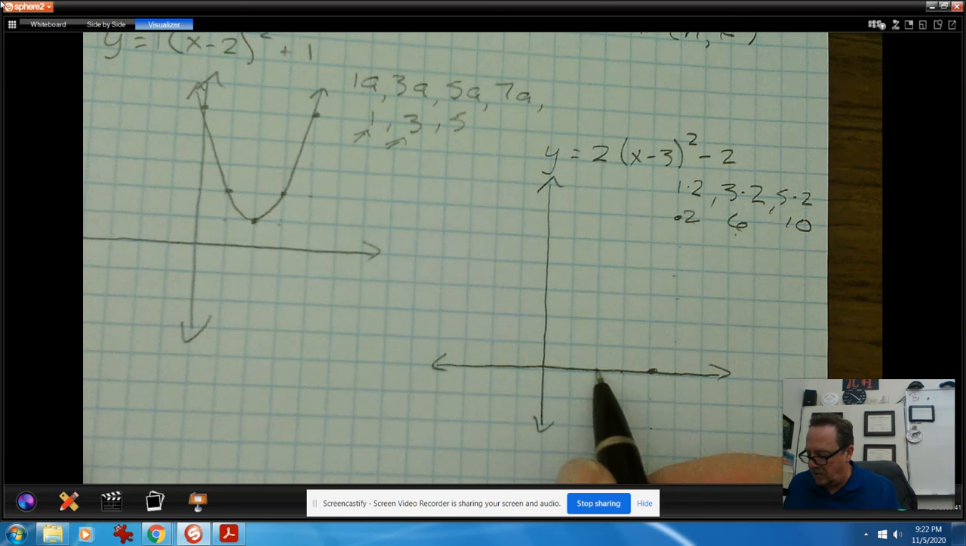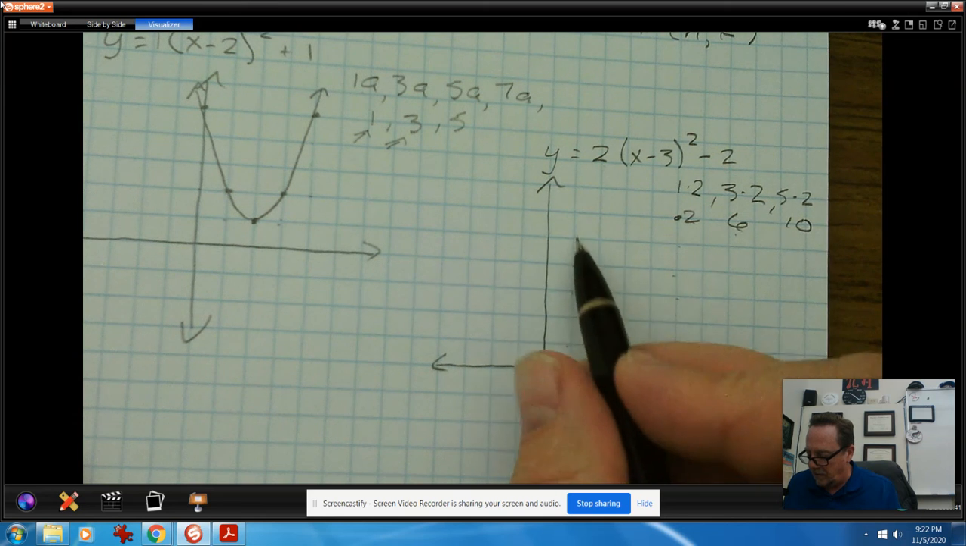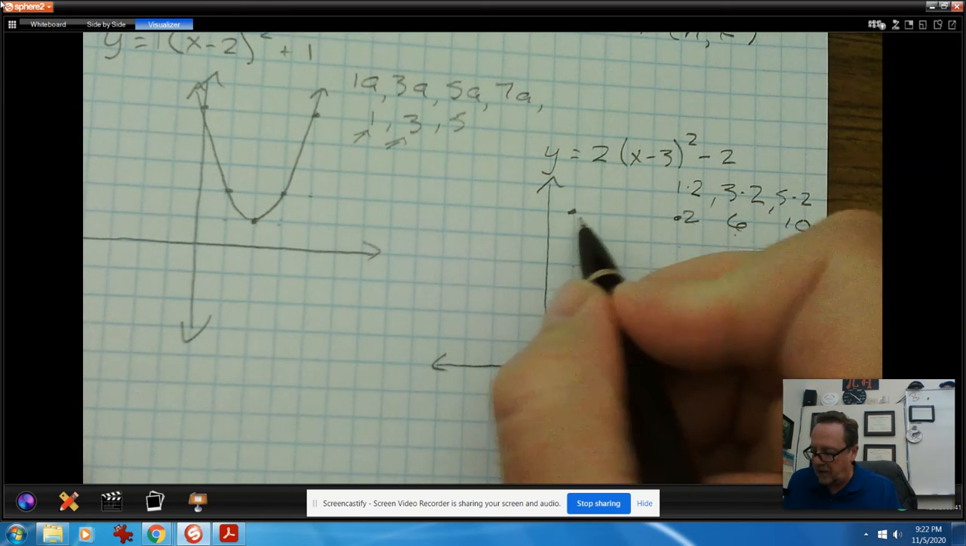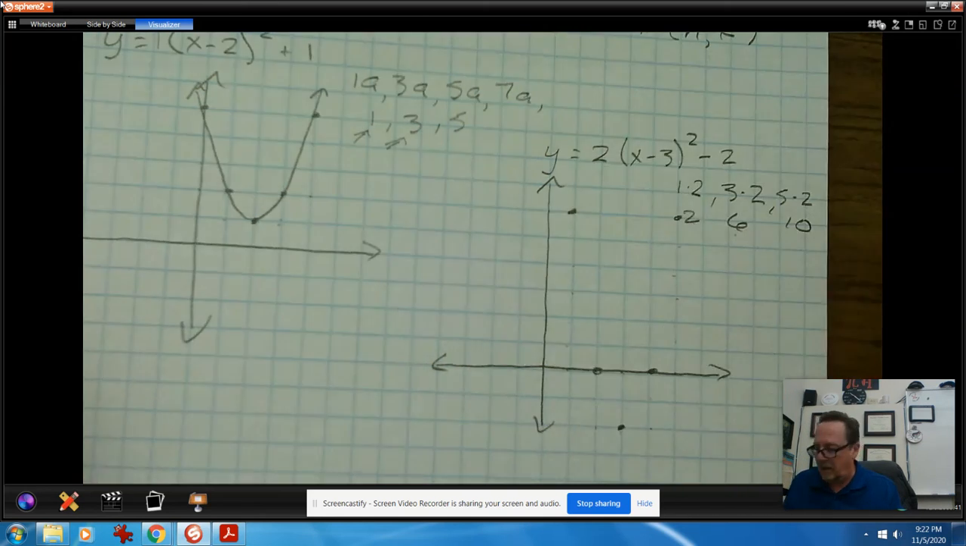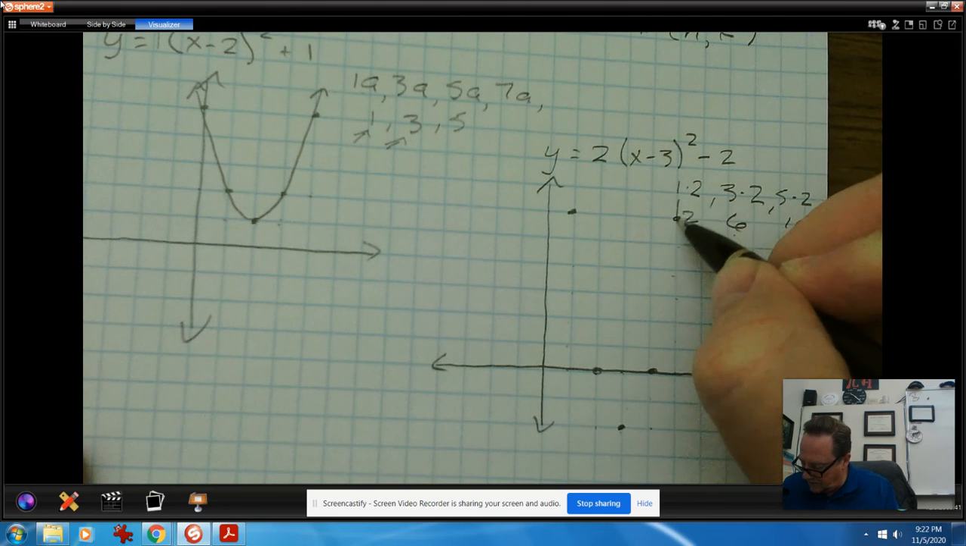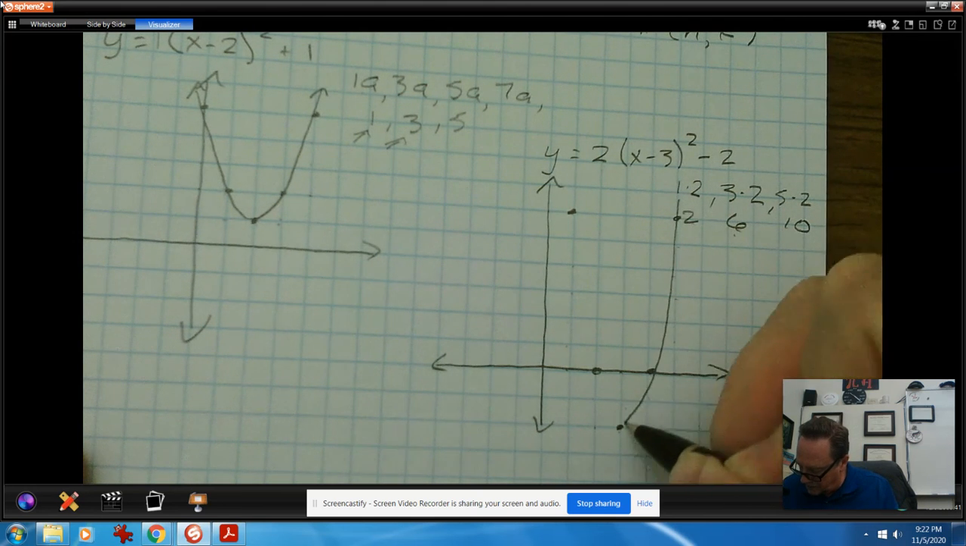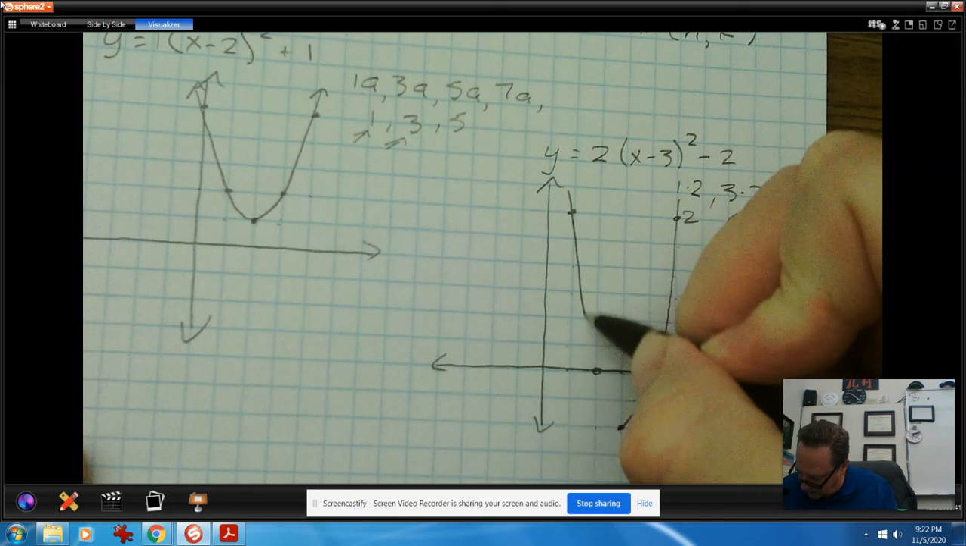And up by 2, over by 1, and up by 1, 2, 3, 4, 5, 6. And from there, again, we could go over by 1 and up by 10. Not going to draw that one far. This one, connect the dots, and my U looks like this.